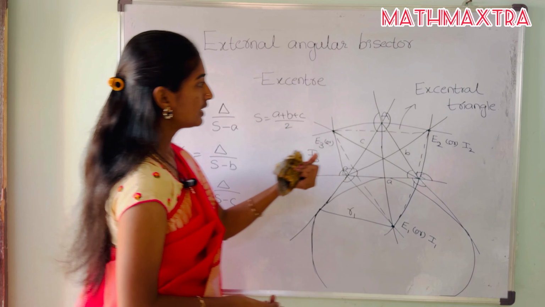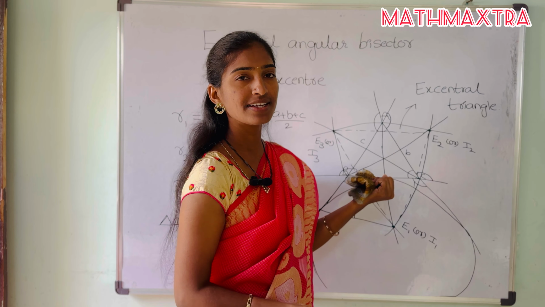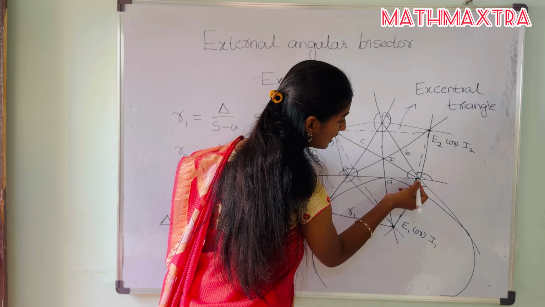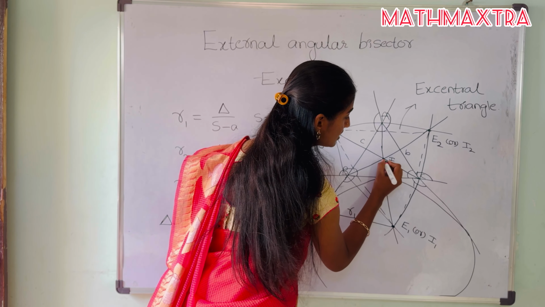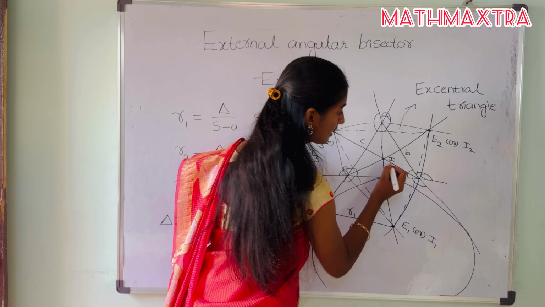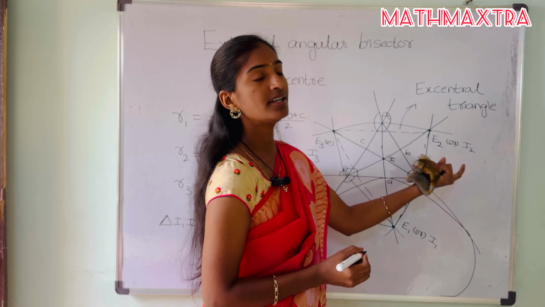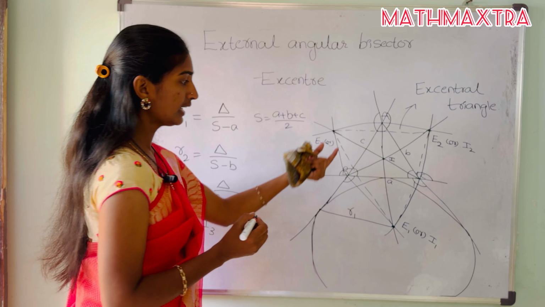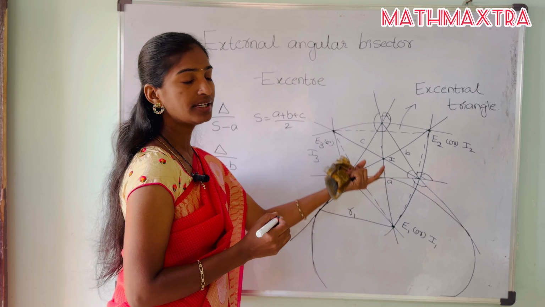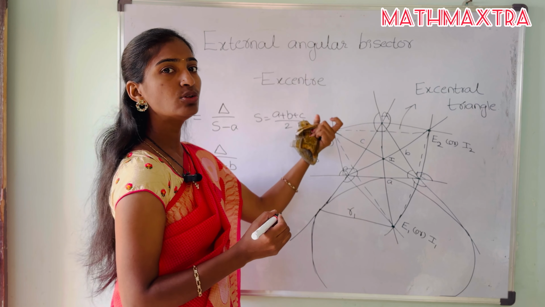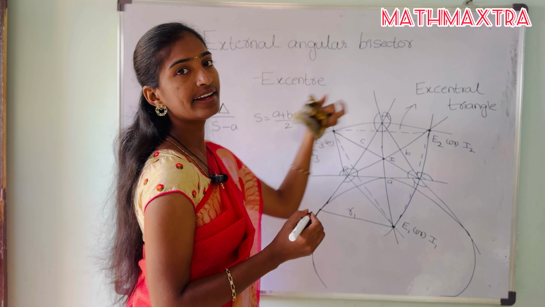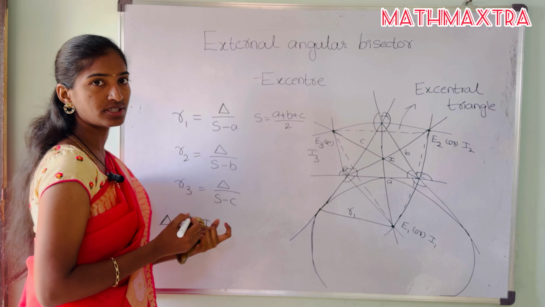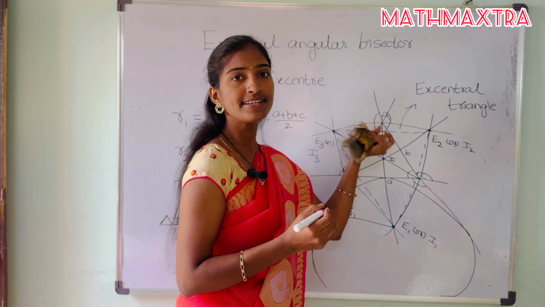And for this small ABC, where is the incenter? See, this is the incenter, right? This is one internal angular bisector, another internal angular bisector, and another. So this is the incenter. This incenter is always the orthocenter of the excentral triangle. I is the incenter for triangle ABC. That is also the orthocenter for the excentral triangle, that is triangle I1, I2, I3. For this triangle, I is the orthocenter. For this triangle, I is the incenter.